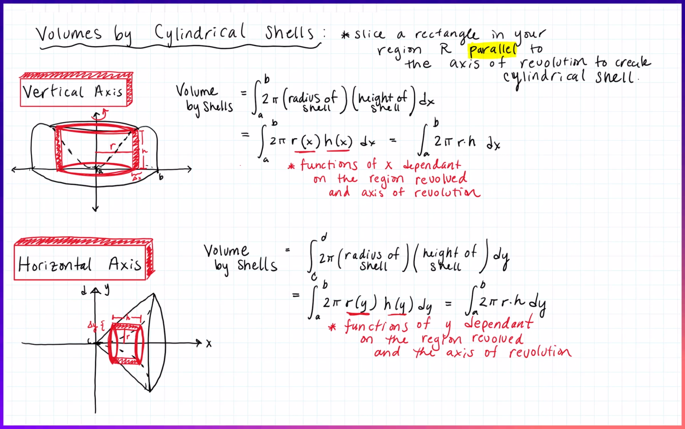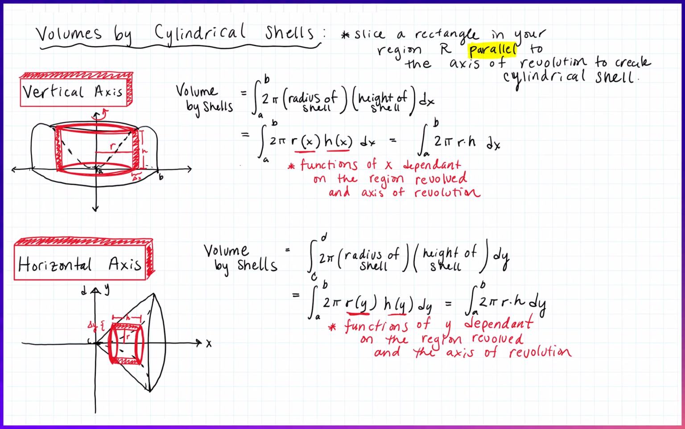Let's compute a few more volumes using the method of cylindrical shells. Displayed on the screen is what we derived in the last video, our two formulas depending on if we are revolving a region about the vertical axis or a horizontal axis. Either way, we're going to draw our region, revolve it, and then determine the radius of a shell of that solid, and a height of that shell. Once we've done that, we'll set up the integral and follow it through.